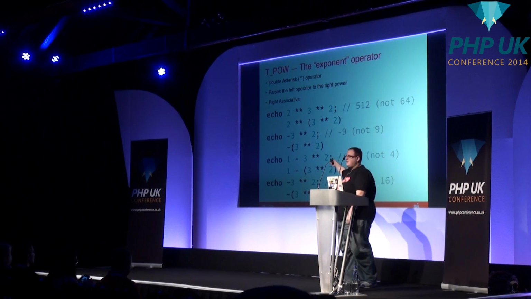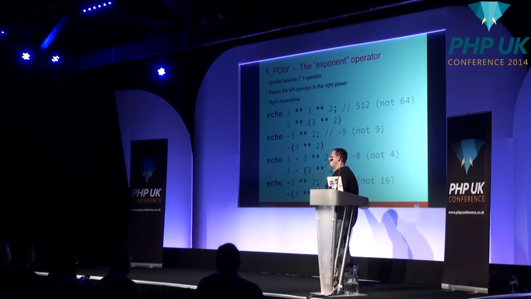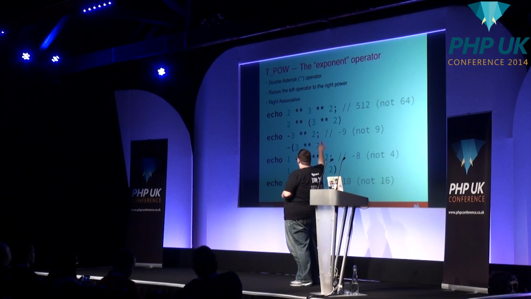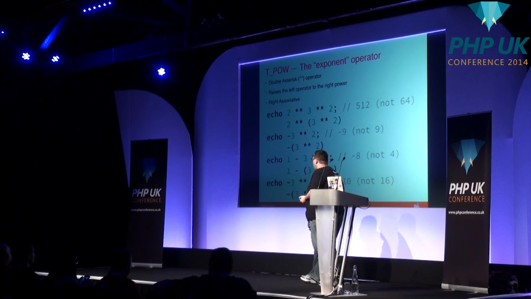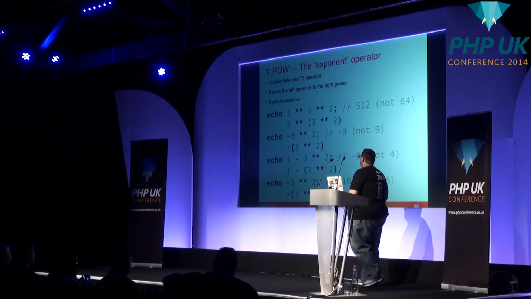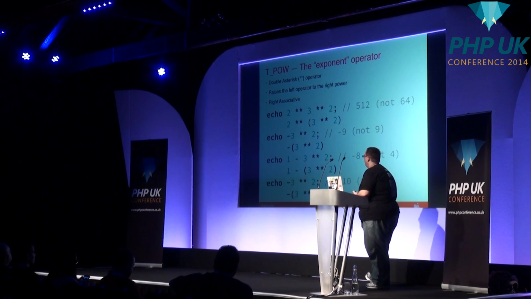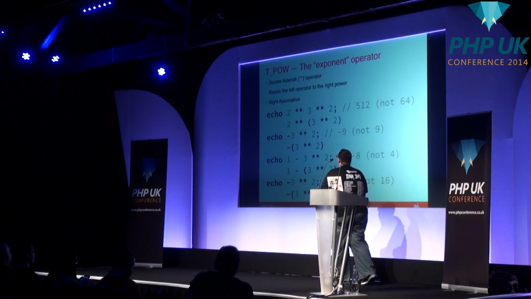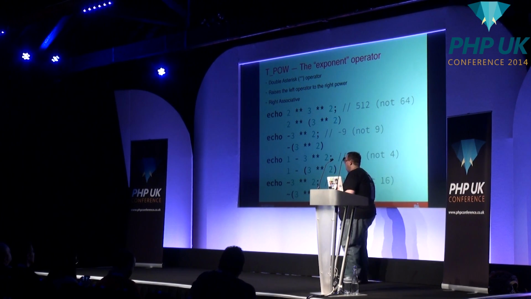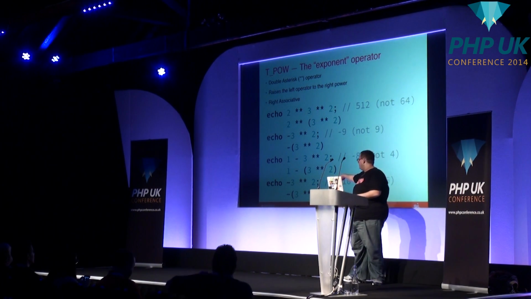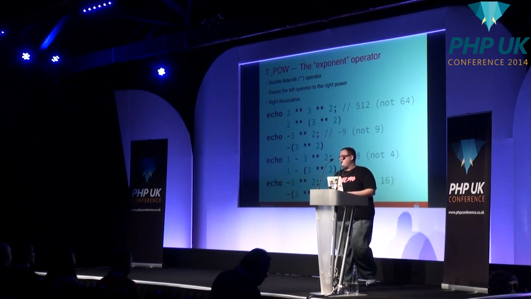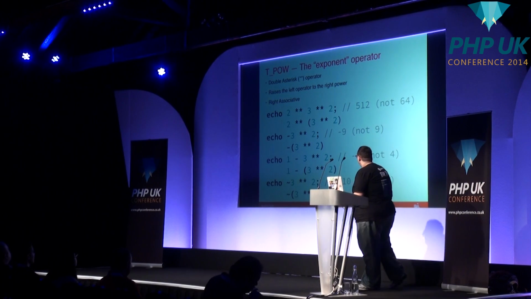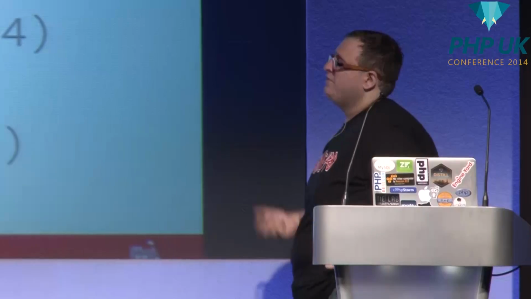What I've got underneath is how it actually breaks down with the right associative stuff. It could also equal 64 if it was left associative, but it's not. It's been added as right. That's very clear to look at. The operator sits between binary not, which is the tilde down at the bottom, and unary minus, which is the negative on the numbers. That's really all there is to say about that.